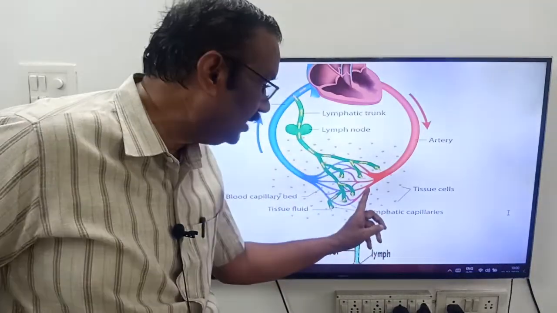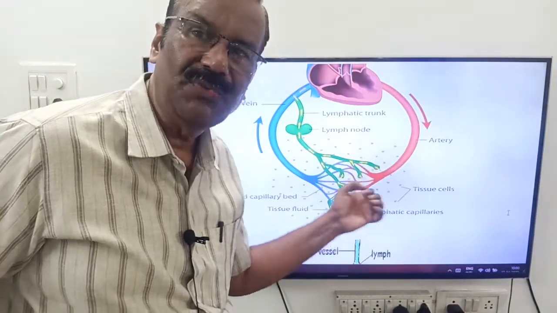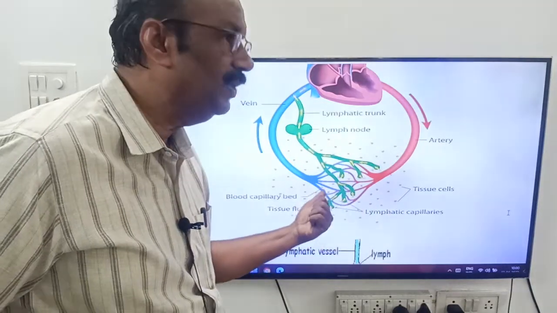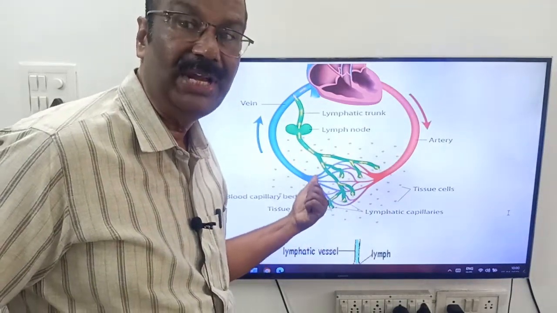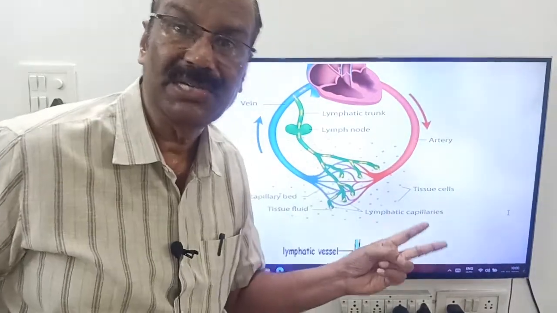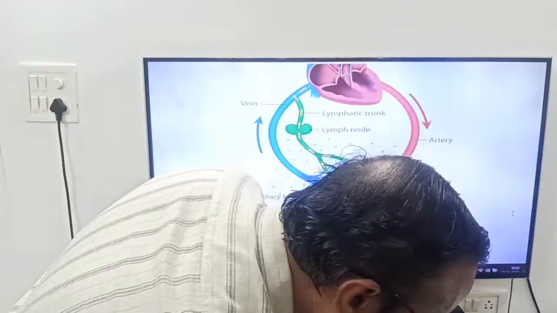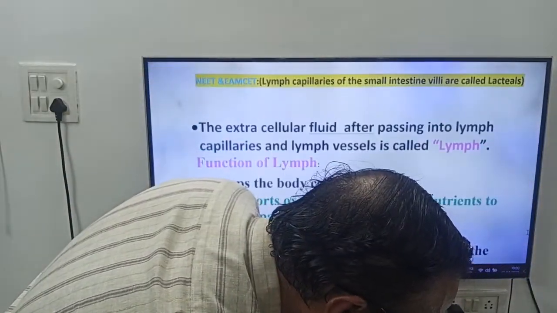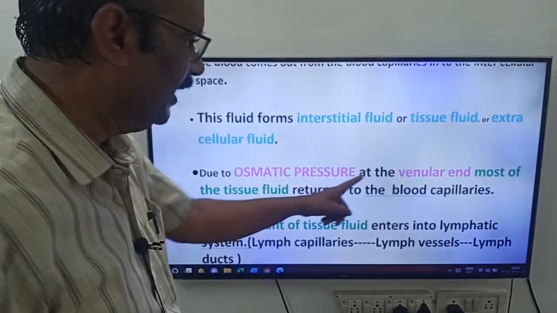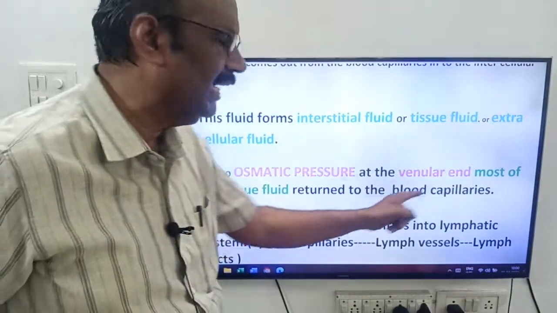Here this is hydrostatic pressure, friends. Due to hydrostatic pressure, the fluid comes out from the blood vessels. Due to osmotic pressure, the fluid enters into the blood vessels. Okay friends, hydrostatic pressure and osmotic pressure, very, very important. See friends, due to osmotic pressure at the venular end, most of the tissue fluid returns to the blood capillaries.